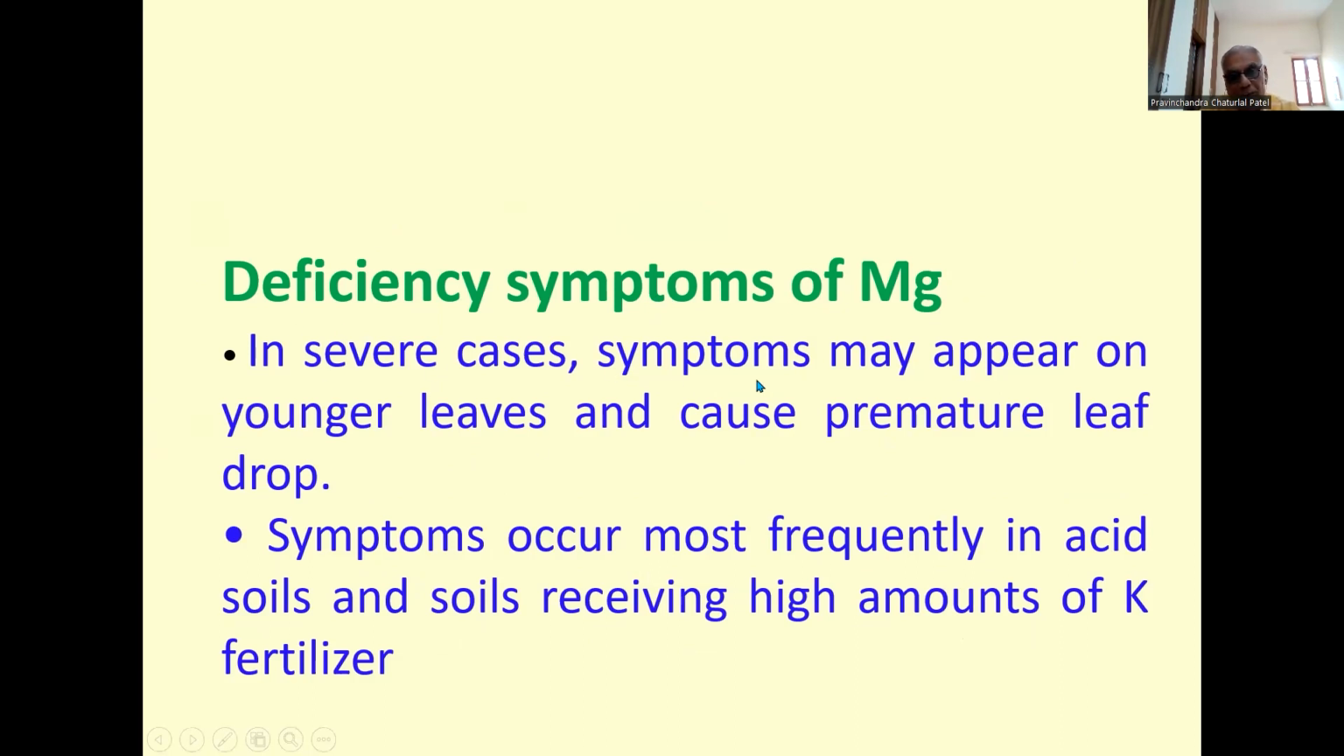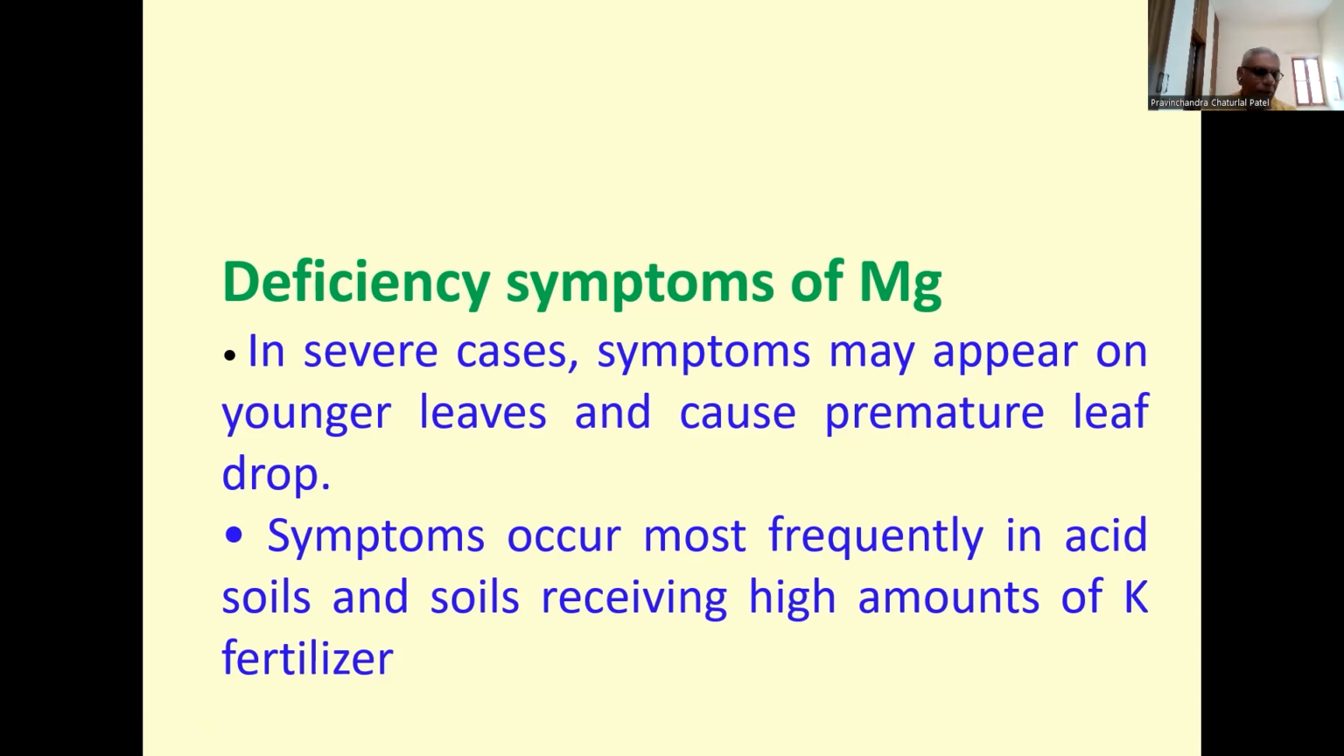In severe cases, symptoms may appear on younger leaves and cause premature leaf drop. So in severe cases, it is also observed on younger leaves, and the result is premature leaf drop. Symptoms occur most frequently in acid soil. So calcium and magnesium deficiency is always observed in acid soil and in soil receiving a high amount of potassium fertilizer.